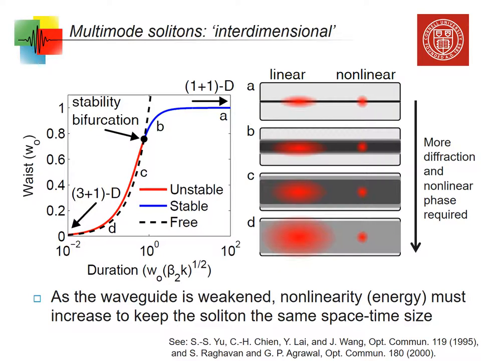Before I talk about modes, though, let's examine why I called this talk interdimensional. That's a very grandiose terminology, I will admit, but there's something kind of grandiose about this system, I think. Specifically, it spans from 1 to 3D as you vary the size of the waveguide. So if you have very strong confinement in space, you have a single mode fiber, and that's effectively 1 plus 1 dimensional. If you increase the size of the fiber, you make it arbitrarily large, you're eventually going to reach something that is effectively 3 plus 1 dimensional.